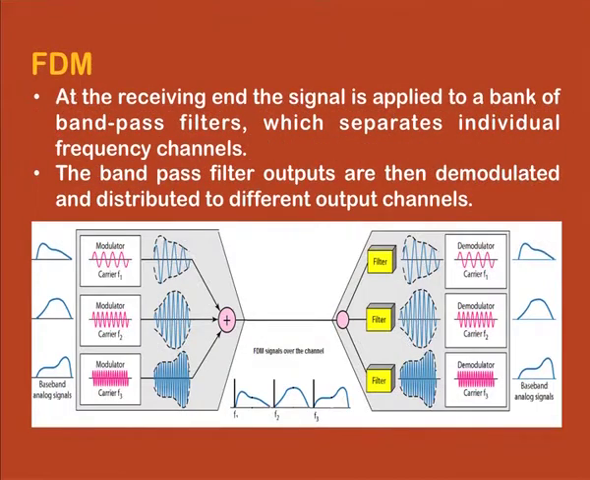At the receiving end, signal is applied to a bank of bandpass filters which separate individual frequency channels, and the bandpass filtered outputs are then demodulated and distributed to the different destinations. Here in this particular block schematic, we see one scenario in which there are 3 baseband signals which occupy the same frequency band at baseband. They are to be transmitted using the same physical channel.